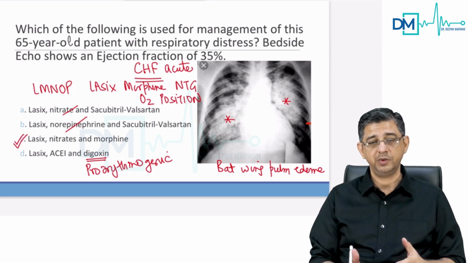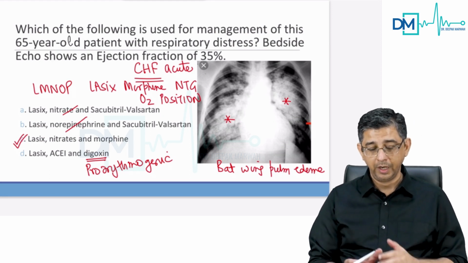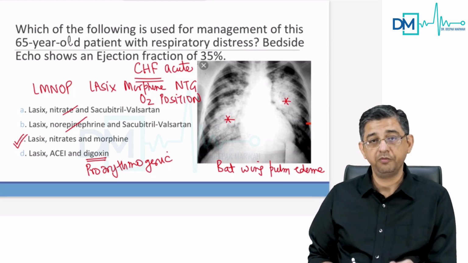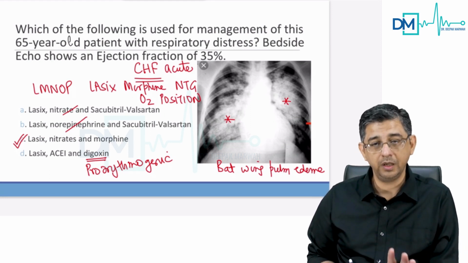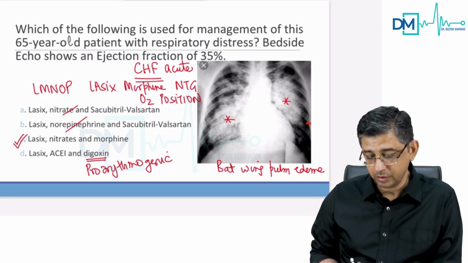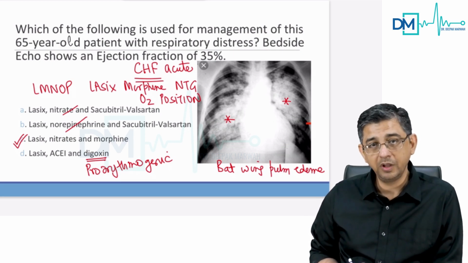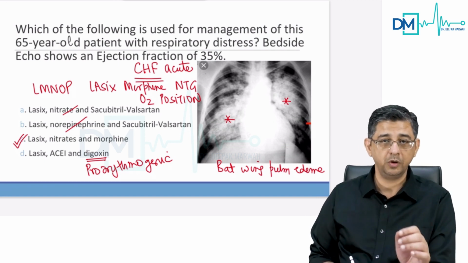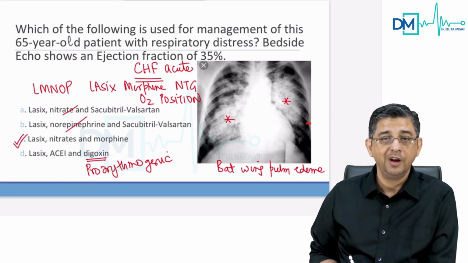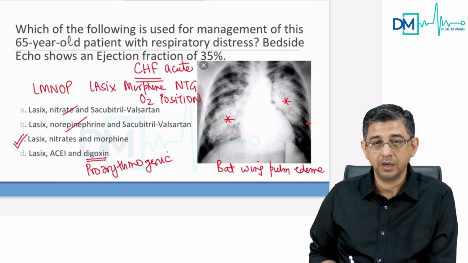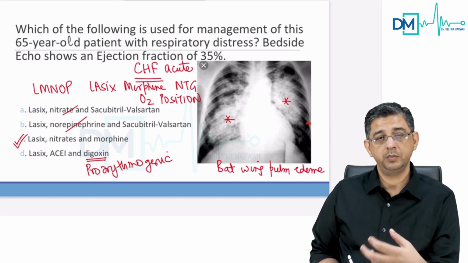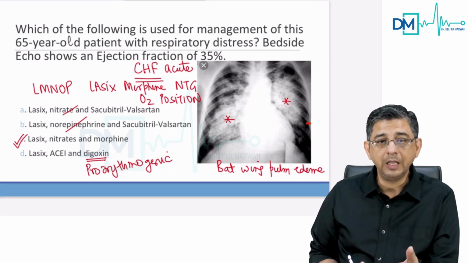I'll give Lasix because it will reduce the preload, nitrates which are going to reduce the preload and the afterload, and morphine because morphine is not just a painkiller, guys. I agree, it's a painkiller, but here there's no chest pain, so I'm not giving it for management of chest pain. Why am I giving morphine to this patient? Because morphine causes shunting of blood from the pulmonary to the systemic circuit. What that means in simple English is that blood will go from the pulmonary circuit to the systemic, so it will reduce the pulmonary edema component.